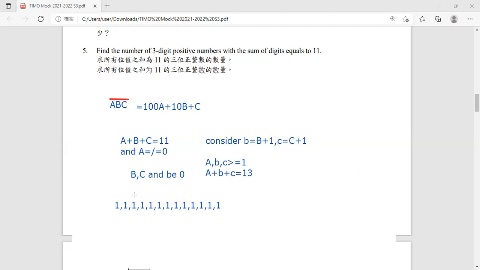So you have to put 2 stacks in the 13 ones. It's not 13C3, it's 12C2, which means 12 times 11 over 2 times 1, which equals 66. I think it's 66. You can count it yourself.